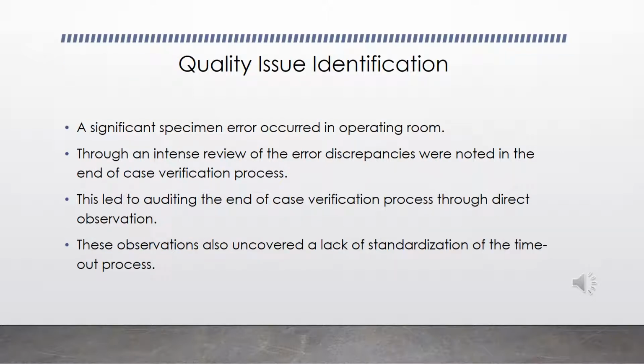It is important for nurse leaders to monitor quality metrics for their department. Quality issue identification can present to us in many ways. This quality improvement project is due to a significant specimen error that occurred in the operating room, where a specimen was discarded instead of sent to pathology as ordered. Through an intense review of this error, discrepancies were noted in the end-of-case verification process. This process is often called the debriefing.